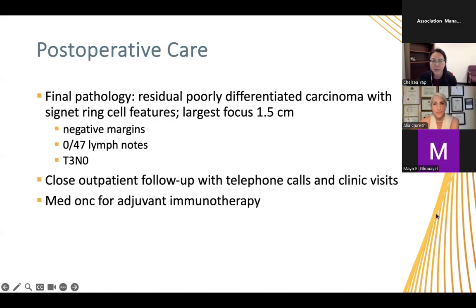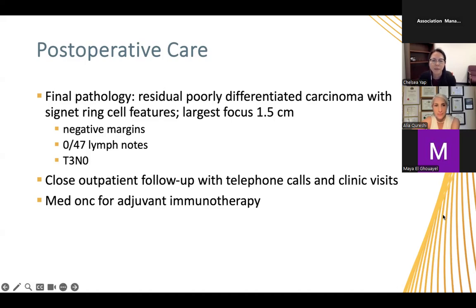All of our patients have very close follow-up with telephone calls and clinic visits. They're usually seen in clinic within the week, like the next week since they've been discharged. And we have a big multidisciplinary team that makes phone calls to them and very easy for them to reach us if they need anything.